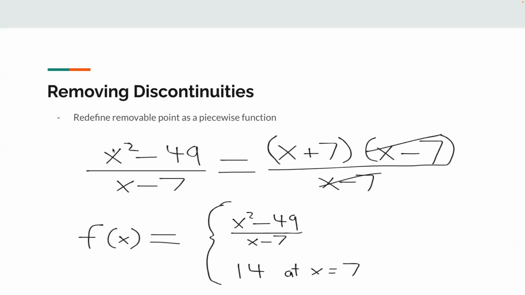So in some ways, you can remove discontinuities. For a removable discontinuity, we can just redefine the function as a piecewise function. For example, this function, x squared minus 49 over x minus 7, is not continuous at x equals 7. But the limit is there. So this is how we can redefine it. f of x is equal to x squared minus 49 over x minus 7, only at x equals 7 will the y value be equal to 14. And this essentially makes that function continuous at all points, and at x equals 7 in particular from before.